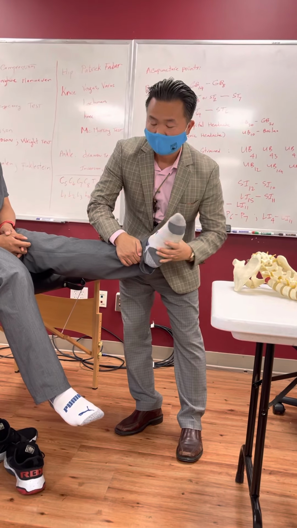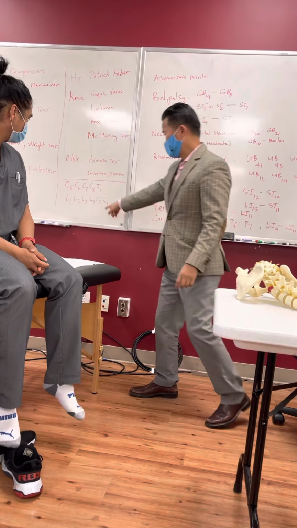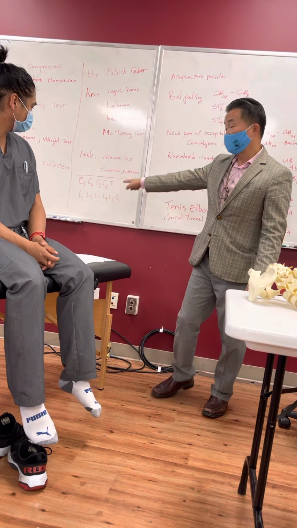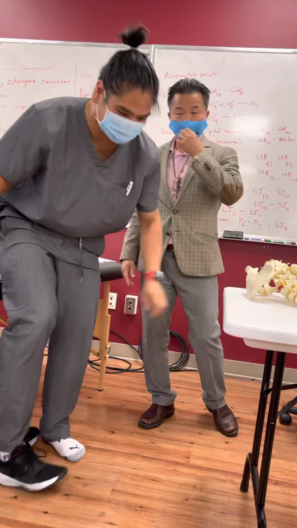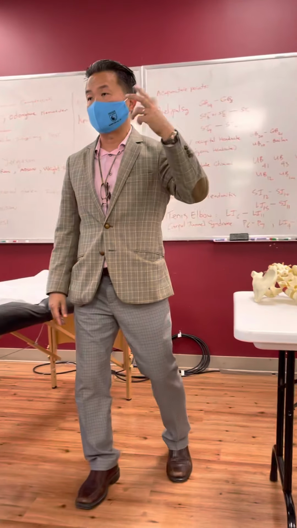Same thing. Okay, so we finished all the tests. And the nerve roots: I want you to remember all the nerve roots. C5, C6, C7, C8, T1 nerve roots. Let me review for you real quick. So, nerve roots of the upper extremities. We have dermatome, myotome, reflex, right?